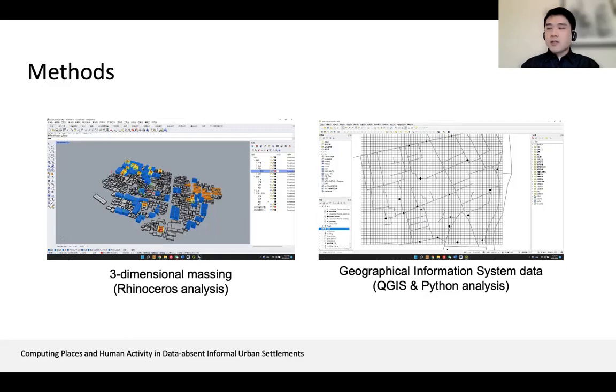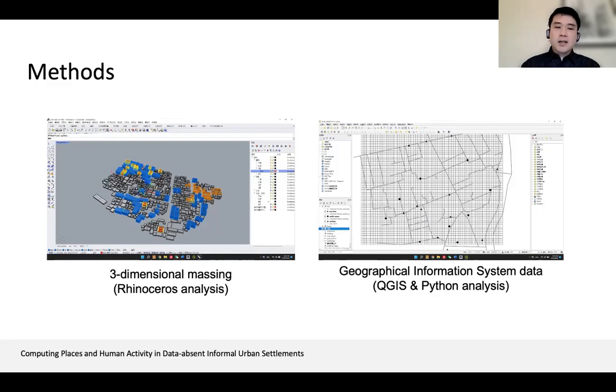A general digitization proceeds in the following order. We first create the geometrical information by drawing the building footprints and outlining the buildings as polygons. Then we extrude the building volume as three-dimensional massing, as you can see here on your left. And the street networks are modeled as polylines.